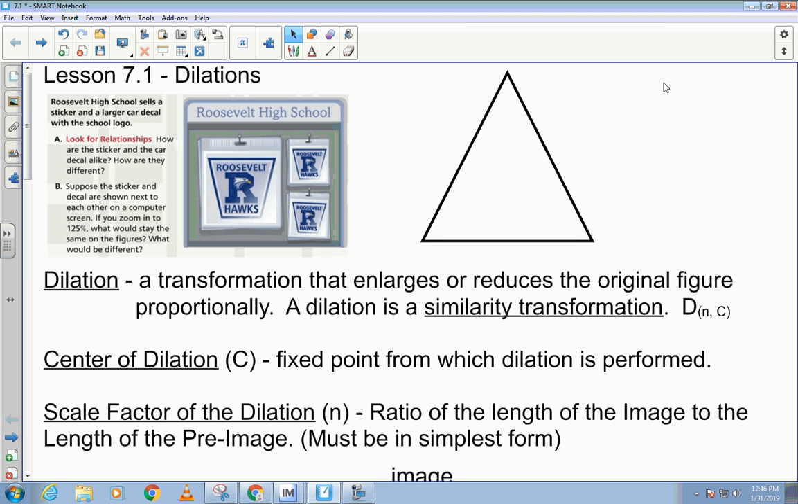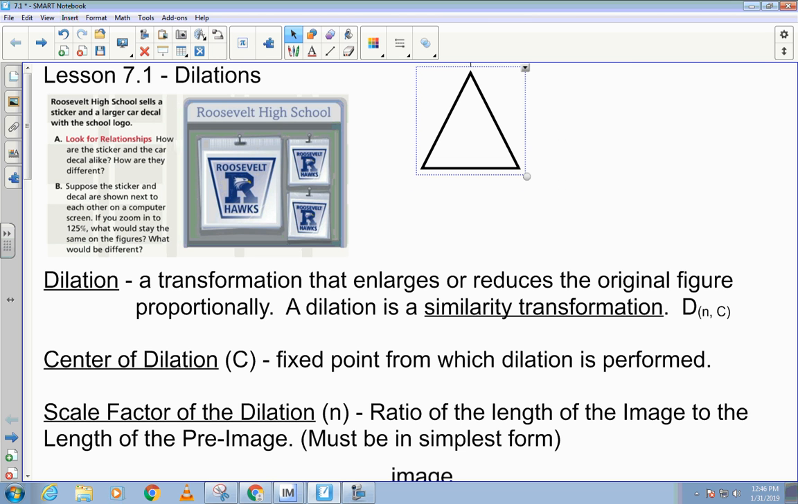Suppose the sticker and the decal are shown next to each other on a computer screen. If you zoom in to 125%, what would stay the same in the figure? I said it, the angle measures. And what would be different? The side lengths, right? So, technically, when you're on the computer and you zoom in or out, they basically stay the same.